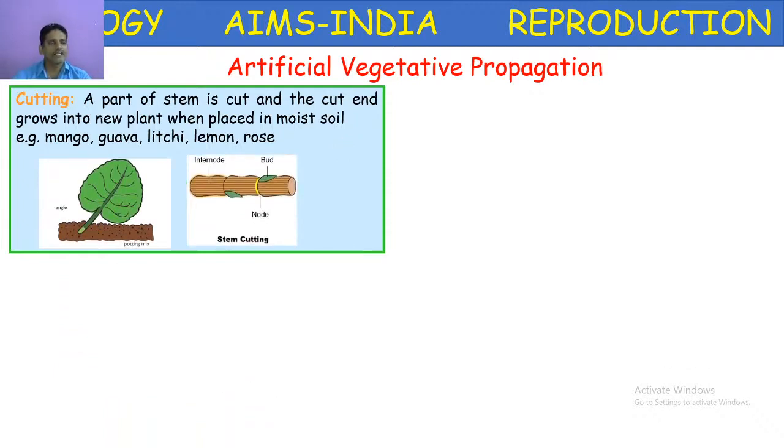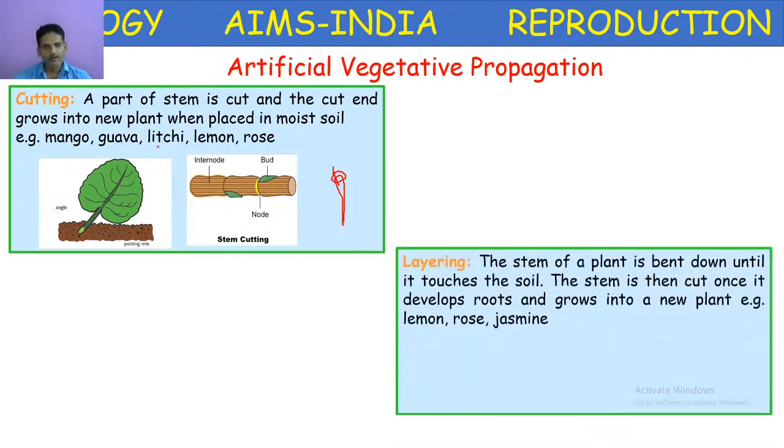Here, the first method, cutting. The name itself is indicating. We cut a portion of a plant. It may be a stem, it may be a root. A part of the stem is cut and the cut end grows into a new plant when placed in moist soil. This is called stem cutting. If you cut the root, for example carrot or beetroot, if you cut the upper portion of that, then that also grows into a new plant. If you take the carrot, cut this portion and place it in the soil, it develops into a new plant. Mostly the ornamental plants and horticultural plants, meaning fruit yielding plants like mango and guava, undergo propagation by means of cutting.